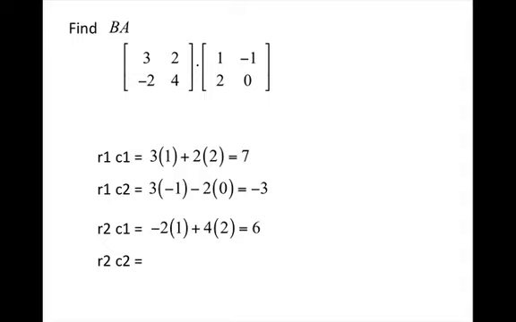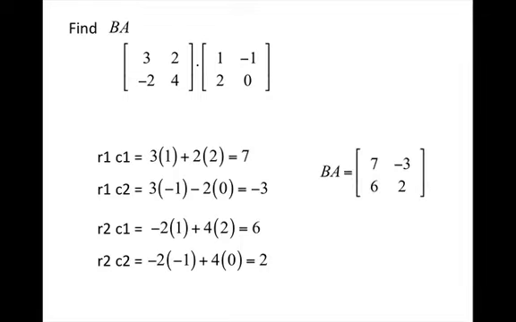And finally, row 2, column 2, row 2 is negative 2, 4, column 2 is negative 1, 0. So I have negative 2 times negative 1, which is a 2, and 4 times 0, which is a 0, and 2 plus 0 gives me 2. My size here for the answer is also a 2 by 2. So in row 1, column 1, I have a 7. In row 1, column 2, I have a negative 3. In row 2, column 1, I have a 6. And in row 2, column 2, I have a 2.